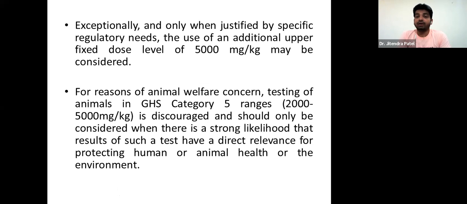Exceptionally, and only when justified by specific regulatory needs, the use of an additional upper fixed dose level of 5000 mg per kg may be considered. For reasons of animal welfare concern, testing of animals in the GHS category 5 range, 2000 to 5000 mg per kg, is discouraged because animals are dying, and should only be considered when there is a strong likelihood that the results of such a test have direct relevance for protecting human or animal health, or from the environmental point of view.